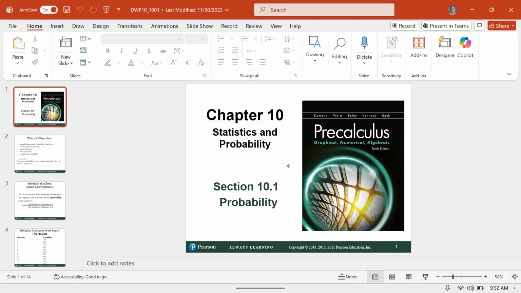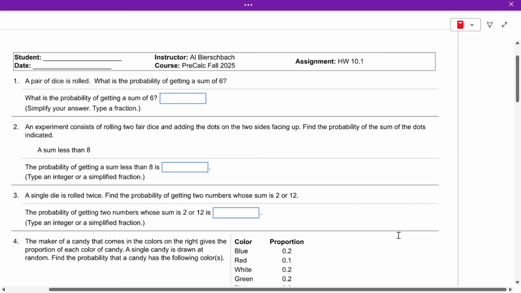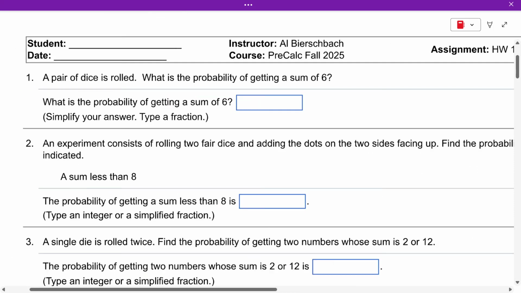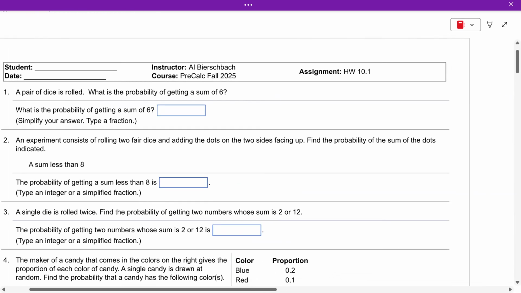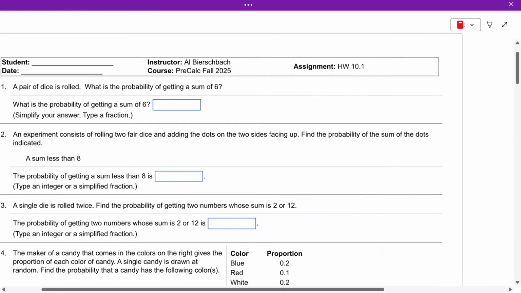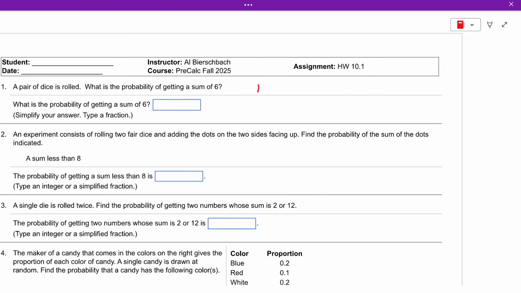We'll look at things when we look at the worksheet here. A pair of dice are rolled. What's the probability of getting the sum of 6? When you roll dice, to get a sum of 6, you could get a 1 and a 5, a 2 and a 4, a 3 and a 3, a 4 and a 2, or finally a 5 and a 1.